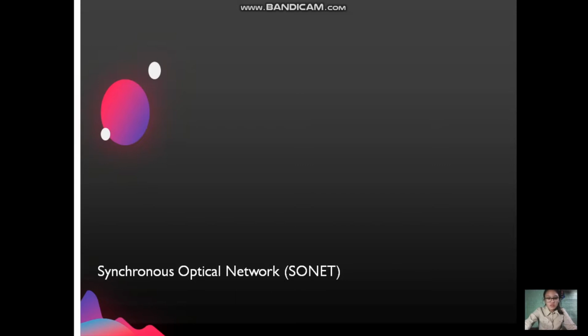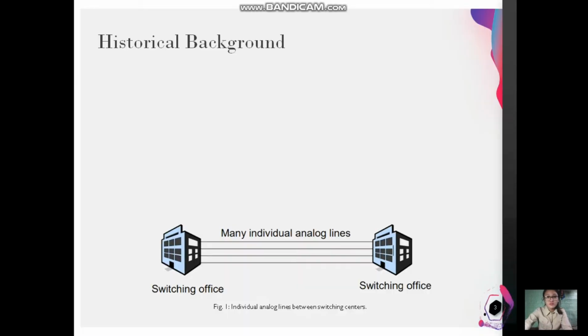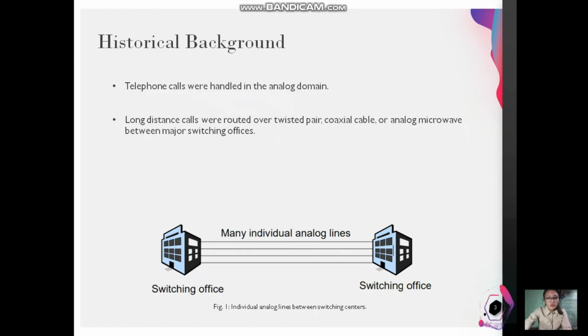Before I jump into Sonnet SDH, let me cover a bit of telephone communications history to review how we got to optical communications and the problems the designers and engineers were trying to solve. For many great years, telephone calls were handled in the analog domain. Long-distance calls were routed over twisted pairs, coaxial cable, or analog microwave between major switching offices. Any viewers old enough to remember these long-distance calls will recall the amount of noise and crosstalk in these calls. Hence, you always knew when someone was calling long distance.